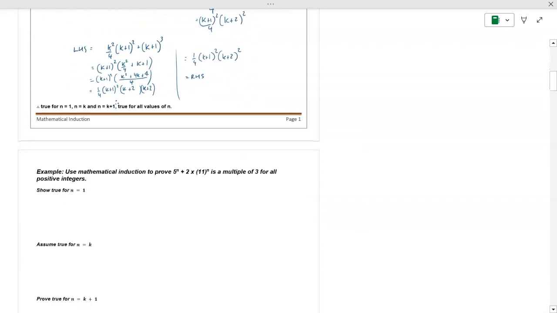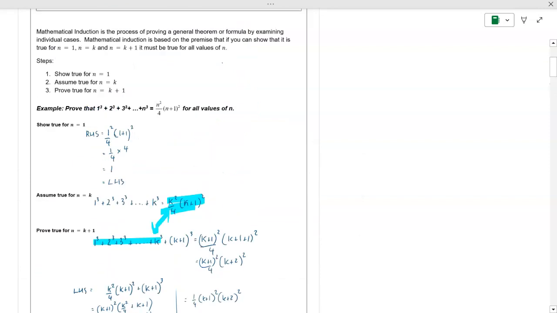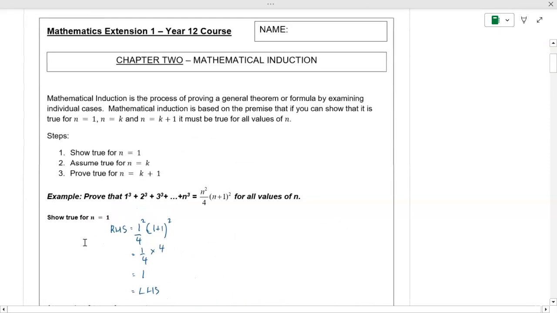Now, the multiples we'll have a look at next time. I suggest you go and have a look through the OneNote. There's a lot of worked examples in there to start working through, and we'll work on these in class as well.